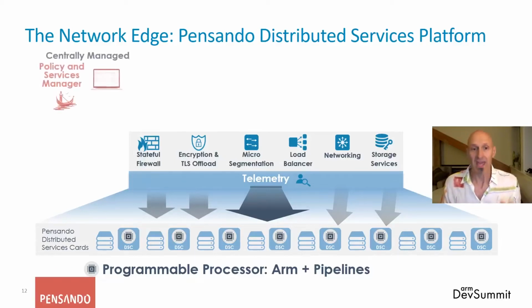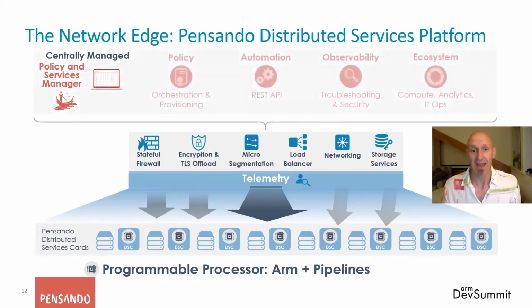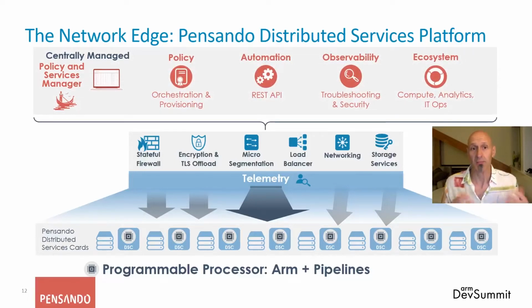And then we have a centralized management point, which we call PSM, or Policy and Services Manager, from which we can configure and control those services. And we do this with a policy-based paradigm. The PSM offers a REST API for automation and for integration with other components, for example, with orchestrators, and it offers a collection point for observability data.